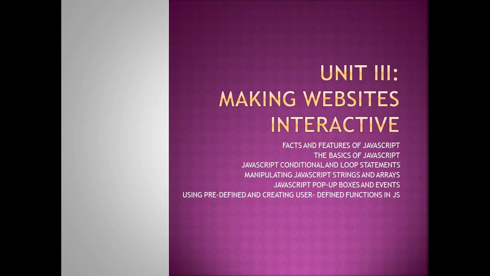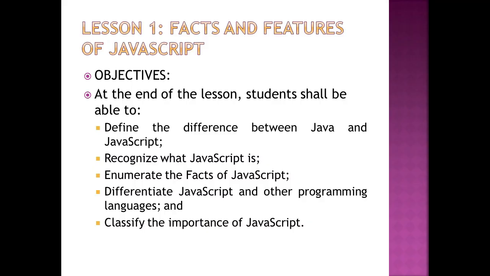Now we're going to start in lesson 1, facts and features of JavaScript. Under this, we have objectives. The students shall be able to define JavaScript, define the difference between Java and JavaScript, recognize what JavaScript is, learn facts about JavaScript, differentiate JavaScript and other programming languages, and classify the importance of JavaScript. So those are our objectives in lesson 1.